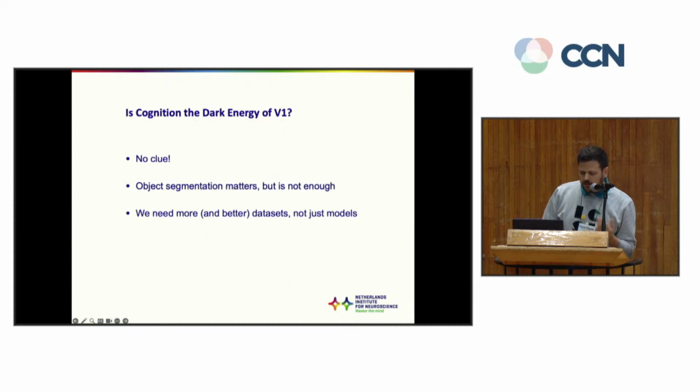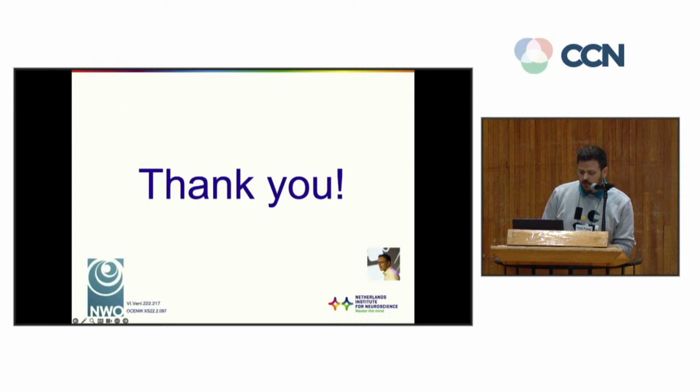So to go back to the question that is the title of my presentation, is cognition the dark energy of V1? We don't know, but I think there is some hint that object segmentation, or at least what matters to perception, might be the explanation we're looking for, but so far it looks like it's not enough to explain it. But I think we could agree on the fact that we probably need more and better datasets and not just models and definitions. And with that, I would like to thank you.